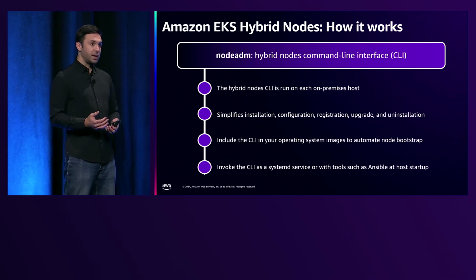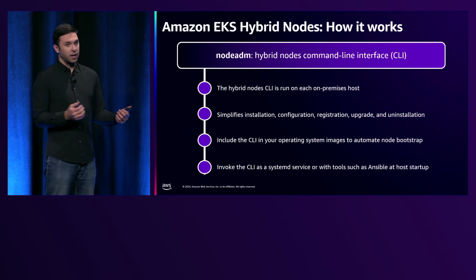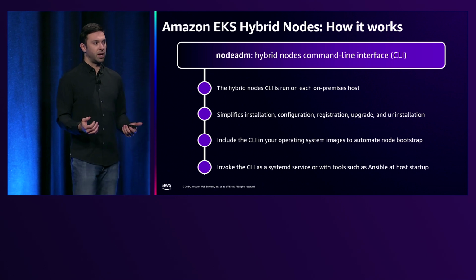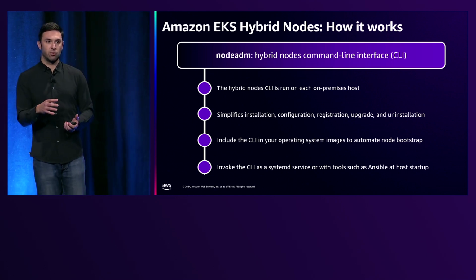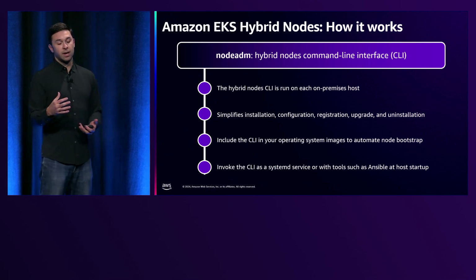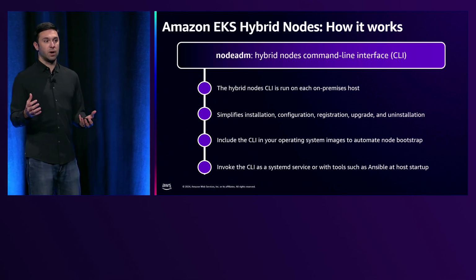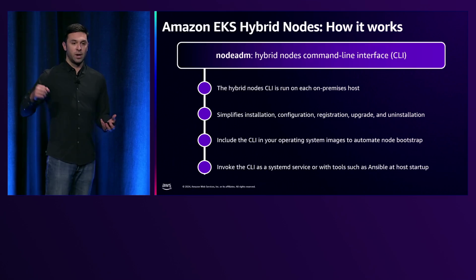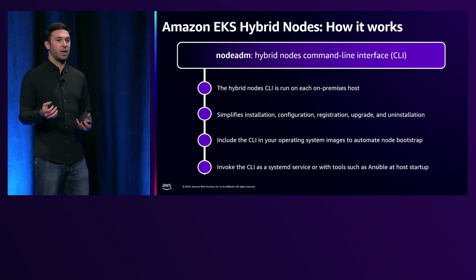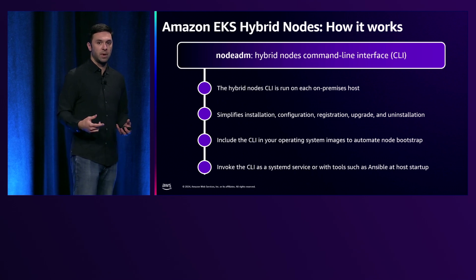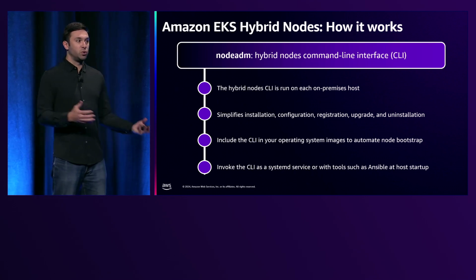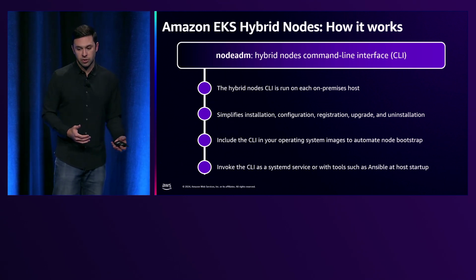What we recommend is that you take this tool and run the Node ADM install process during your operating system build pipelines to pull down all the dependencies that are required to transform a host into a hybrid node. And then you can either configure Node ADM init to run as a systemd service, or you can use your choice of tooling to kick off Node ADM init when your operating system boots up. And this enables you to really automate that end-to-end flow of bootstrapping hybrid nodes to EKS clusters.